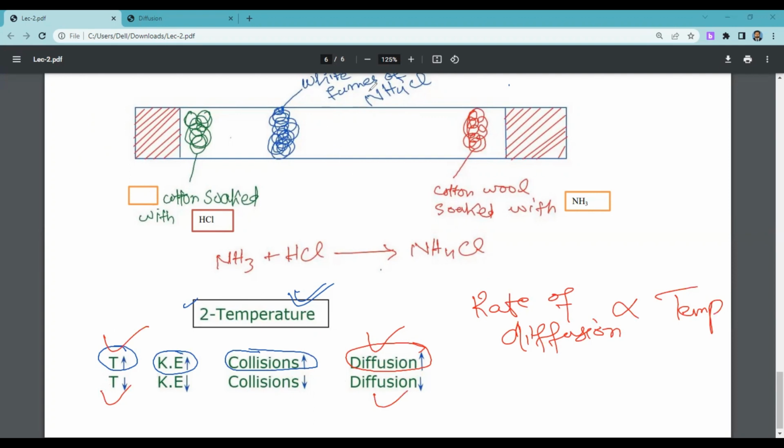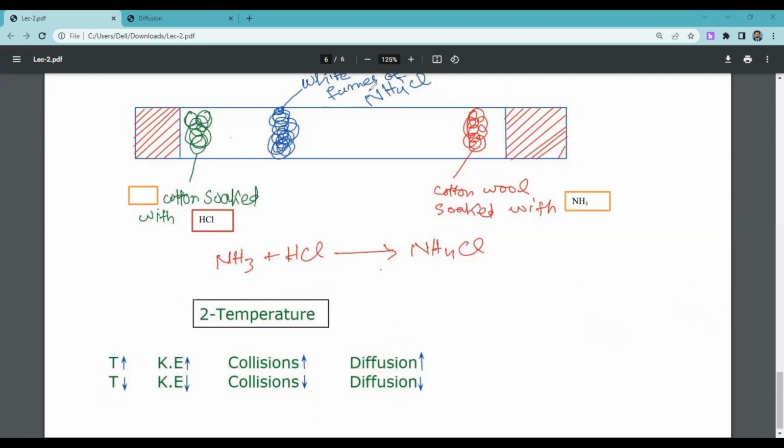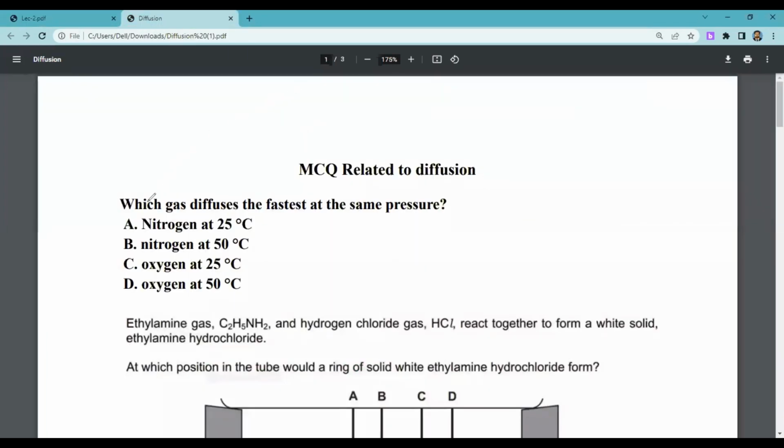Let's do some practice of these questions related to diffusion that come in the exam. The first question is, this is P1. The first question is, which gas diffuses fastest at the same pressure? The pressure is kept the same. Now first see molecular mass.